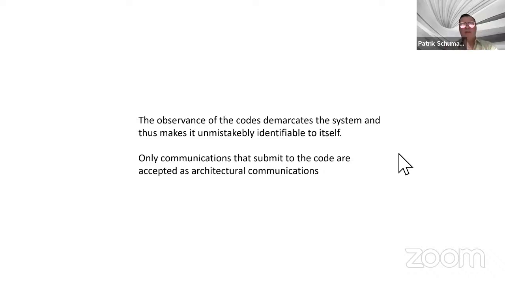So anyway, the observance of the code demarcates, meaning if you buy into the code, if you're working with the code, that demarcates the system and makes it unmistakably identifiable to itself. So who is part of architecture? All those who are working with the code, who continuously have their code antennas sensitized. The particular codes, the code of utility and beauty. And only communications that submit to the code are accepted as architectural communications.